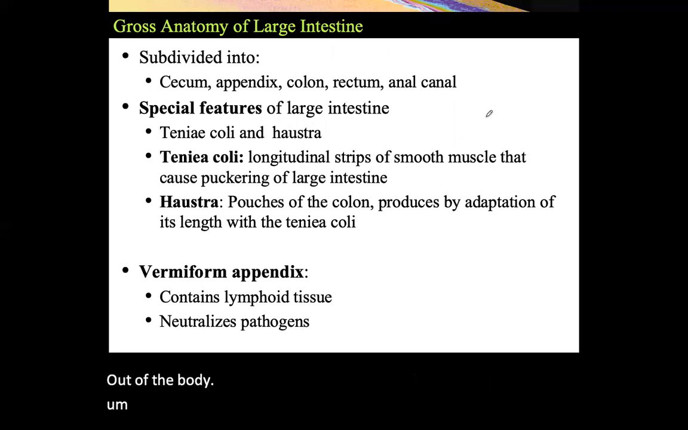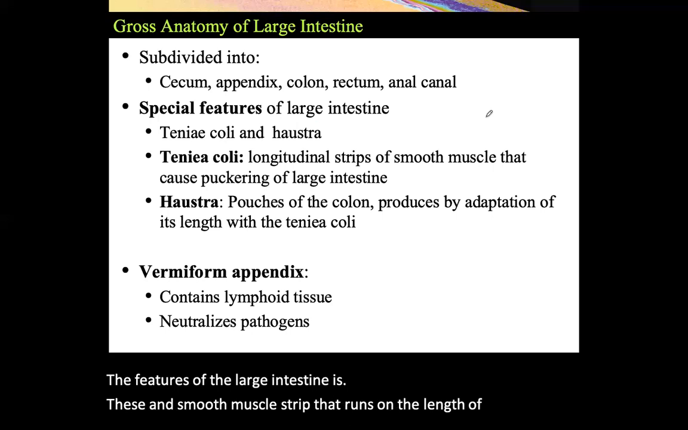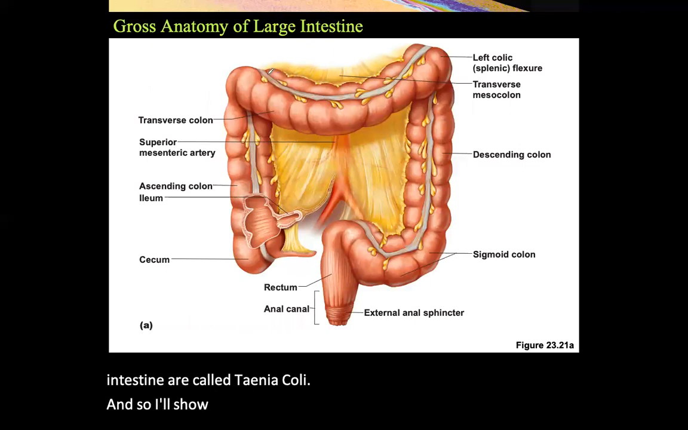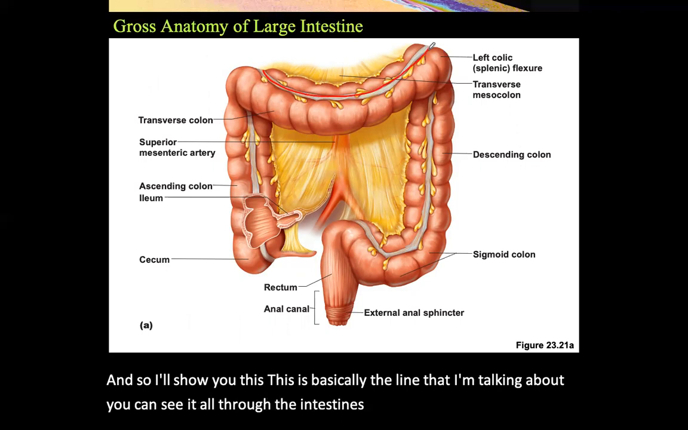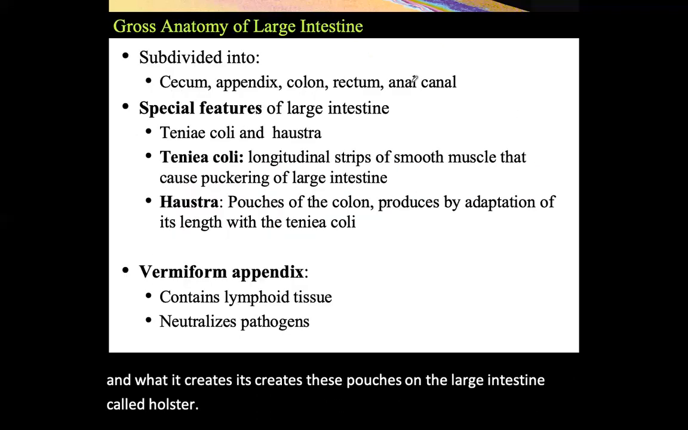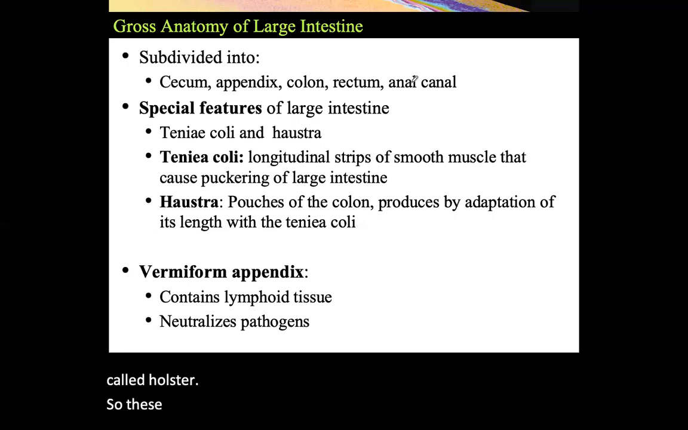A feature of the large intestine is a smooth muscle strip that runs along the length of the large intestine called taenia coli. And so I'll show you this. This is basically the line that I'm talking about. You can see it all through the intestines. And the line is called taenia coli. And what it creates are these pouches on the large intestine called haustra. So these pouches are produced by basically the presence of the taenia coli.